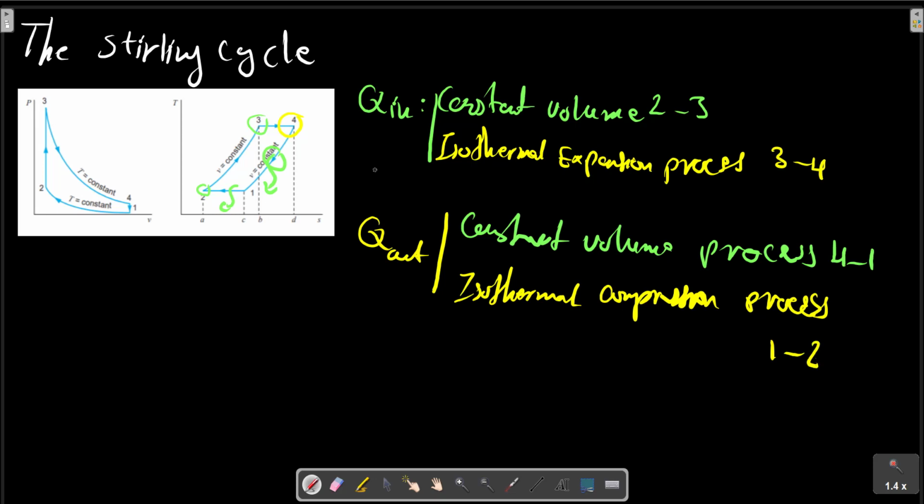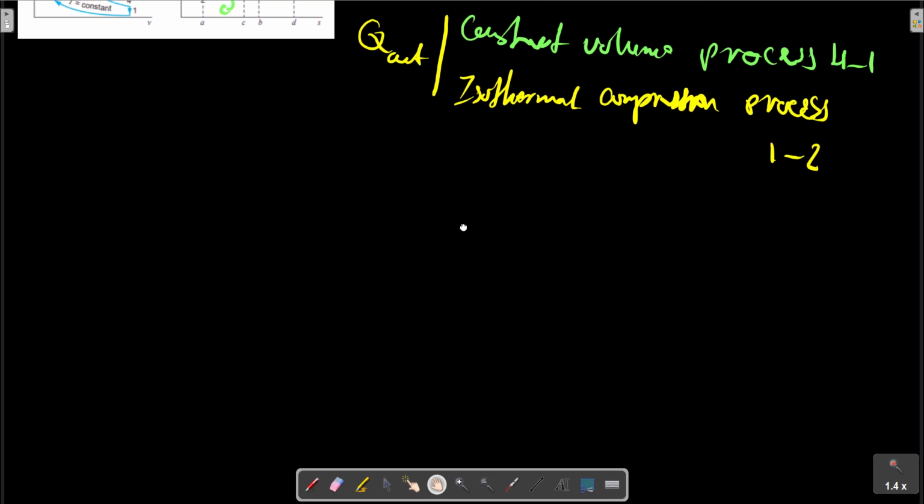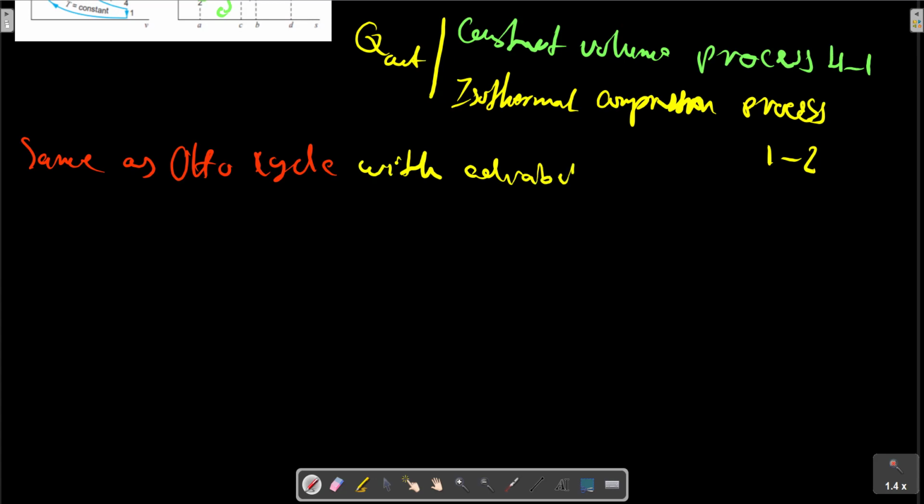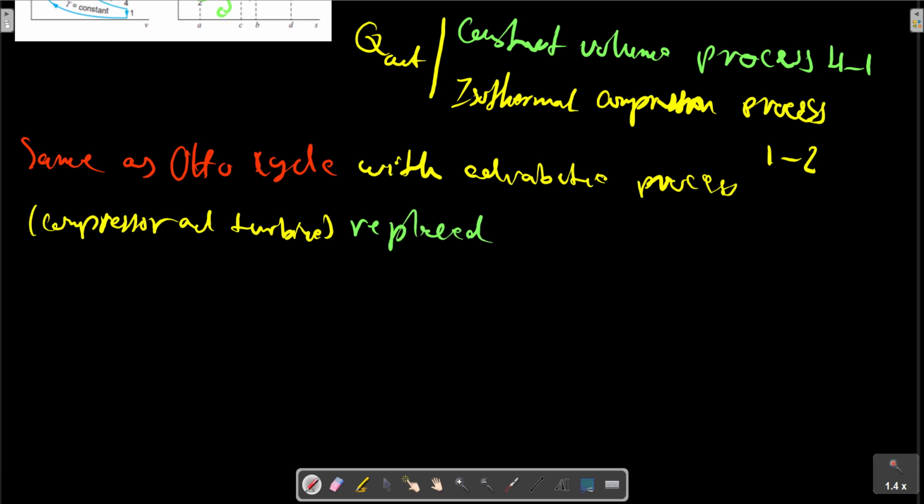This cycle is the same as other cycles with the adiabatic process of the cycle, for example, the compressor and turbine, replaced with isothermal process.